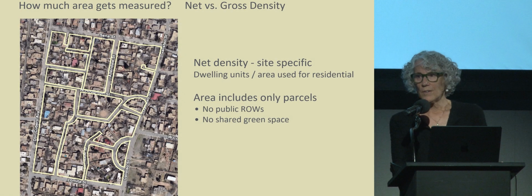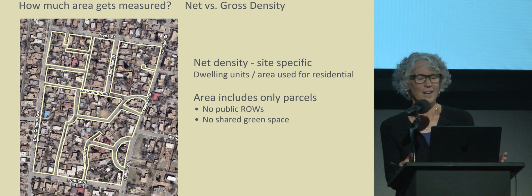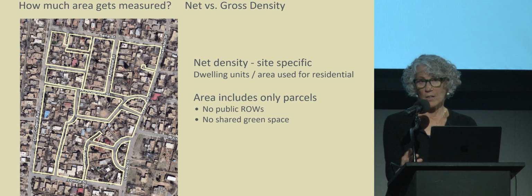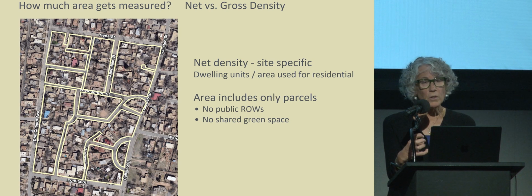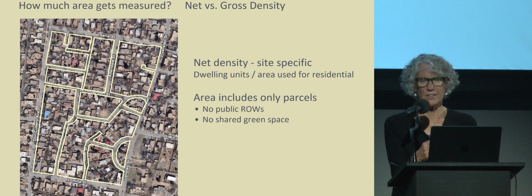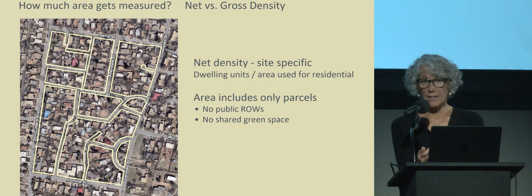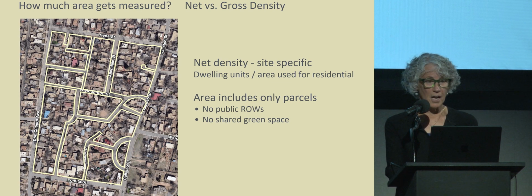Another question is, what is the area? Because the area is part of the ratio. What is the area that's getting measured? It's different if it's big versus if it's small. In the site development review process, they rely on net density, which is basically to review a proposal. And that's really only the area that's devoted to residential. It doesn't include public rights-of-way, sidewalks, or green space. So that number is inherently going to be a bit higher.